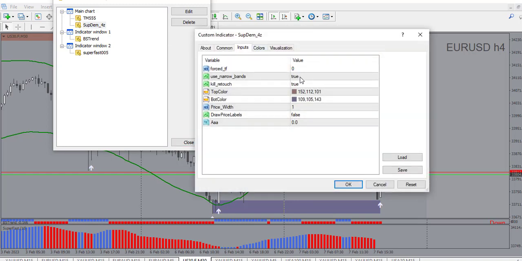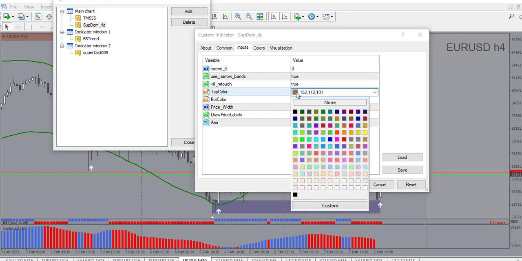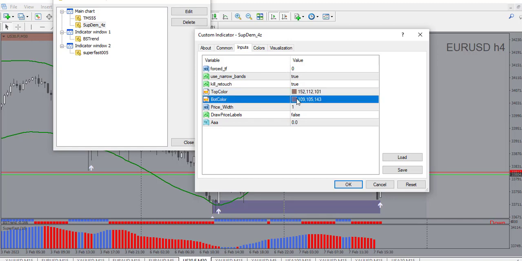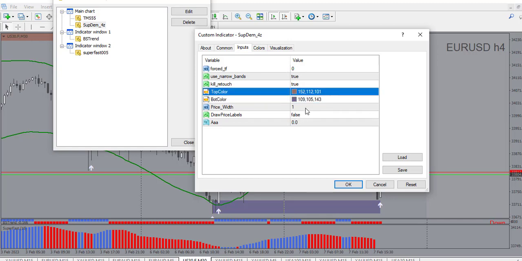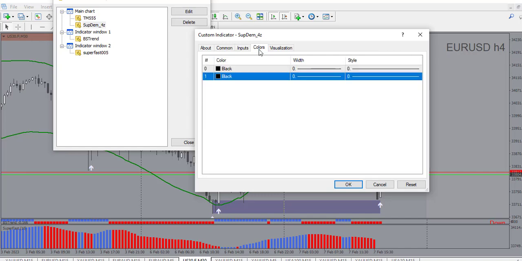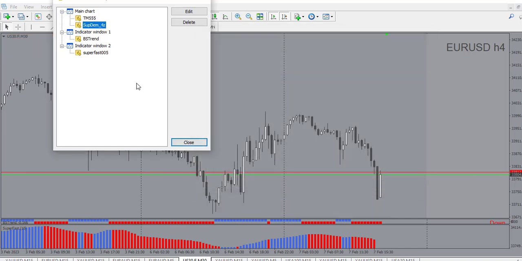The second indicator is the support demand zone indicator. Use narrow band, true. If you want a bigger band, then you can turn it to false. This is how to set it up. For the color, you can use either red for sell and blue for buy instead of the values that I use here. Then click OK.